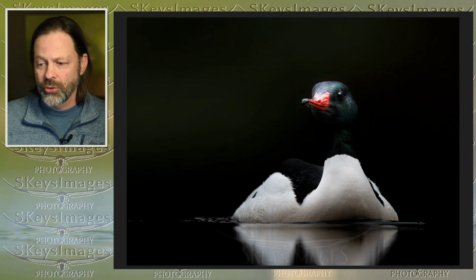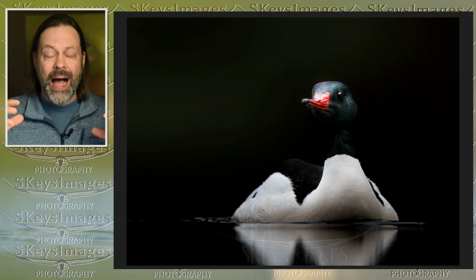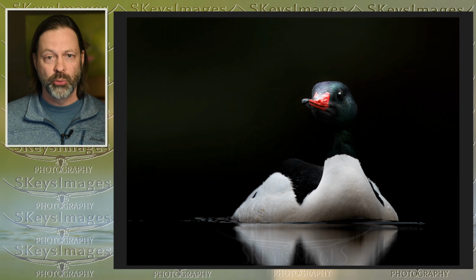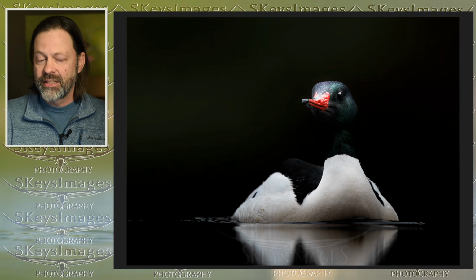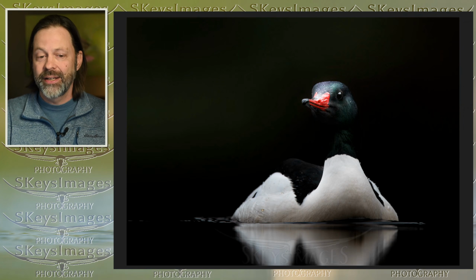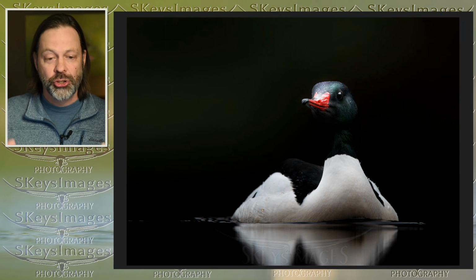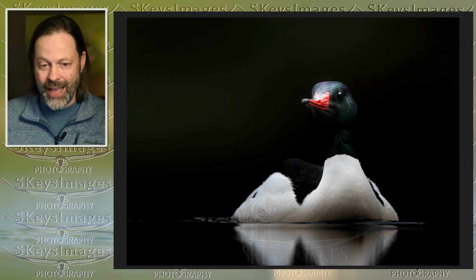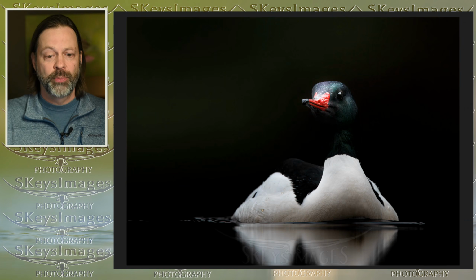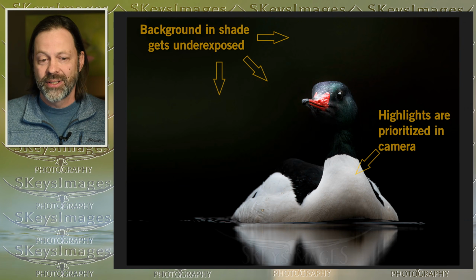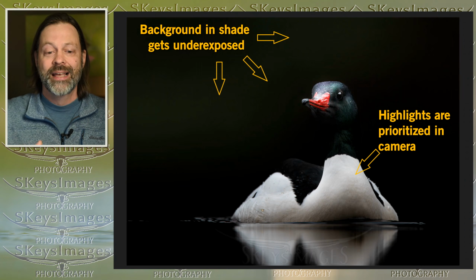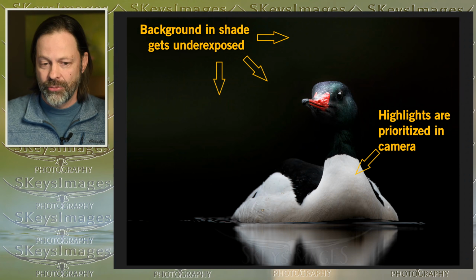Now here's one where I talked earlier about highlight priority and exposing for highlights. The effect of this was generally done in camera. So I remember specifically choosing a highlight priority in my camera. That allowed me to expose for the whitest part of the bird. And this common merganser has a very white breast, and that forced the background into a darker scene.